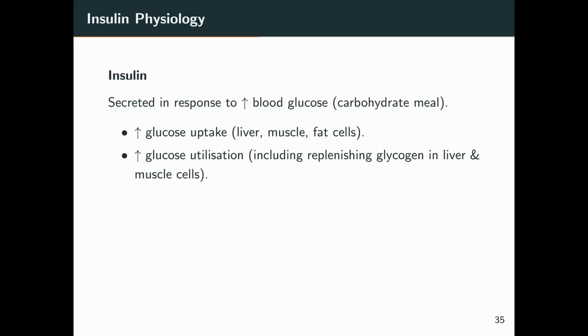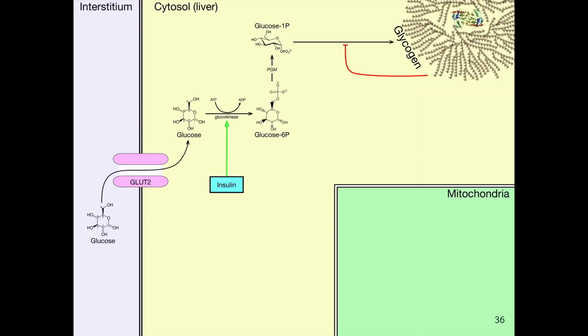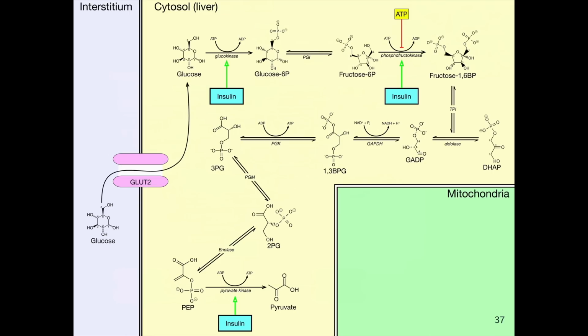That includes replenishing glycogen in liver and muscle cells. So this is the production of glycogen, but the problem with glycogen is that we can only store so much of it, and so glycogen inhibits its own generation. And so for a lot of people today, they've always got full glycogen stores, and so this pathway is chronically suppressed. So the other pathway is to actually continue to metabolize glucose. This is the glycolysis pathway, and there are multiple steps at which insulin upregulates this pathway.